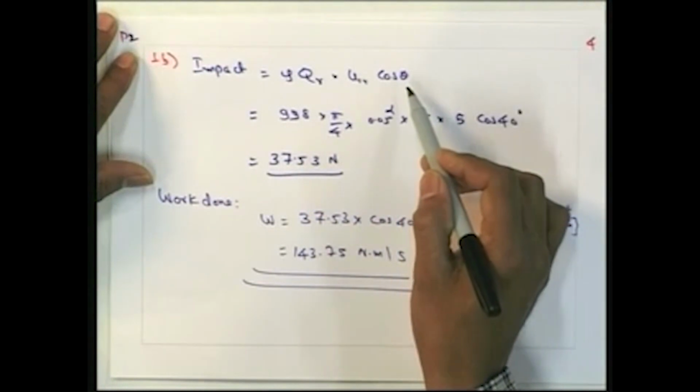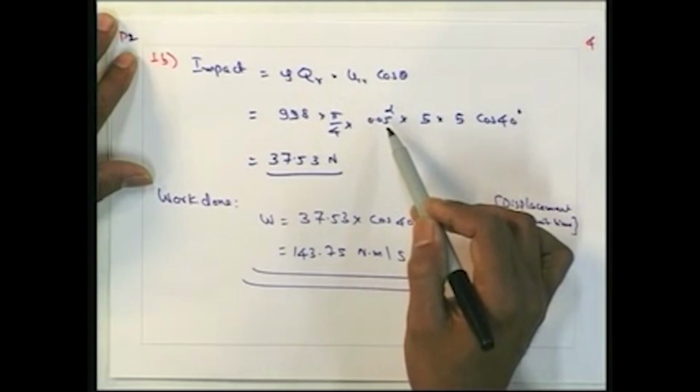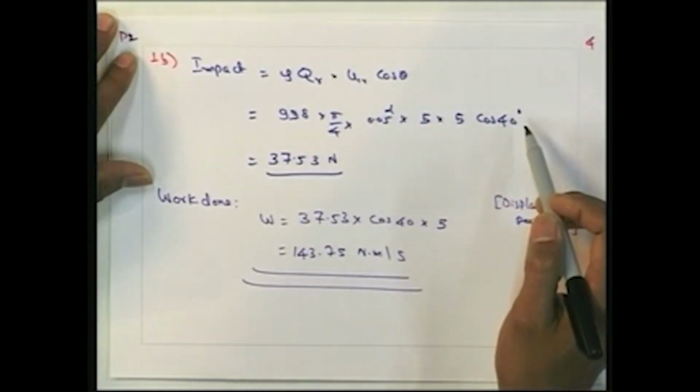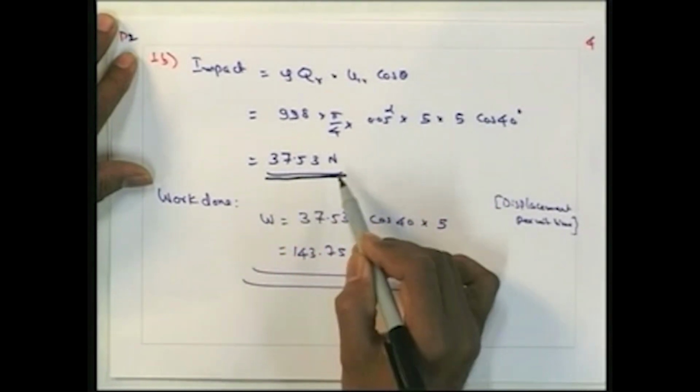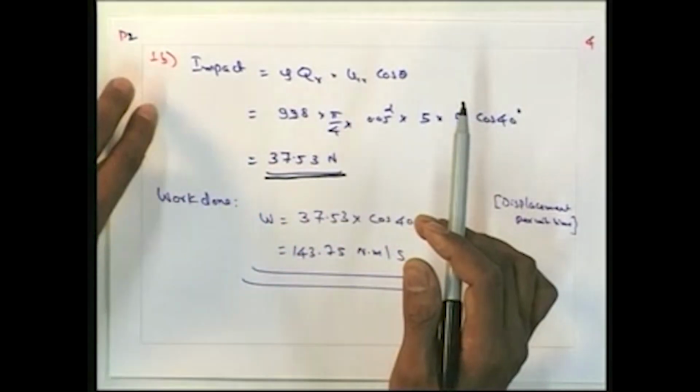Now the impact of the jet will be: impact is equal to rho into qr into u1r cos theta. So rho is 998 into pi by 4 into 0.05 squared, that gives qr, into 5 into 5 cos 40. That gives 37.53. So this will be the impact when the plate is also moving with respect to the jet force. The relative velocity will be 8 minus 3, that is equal to 5 meter per second.